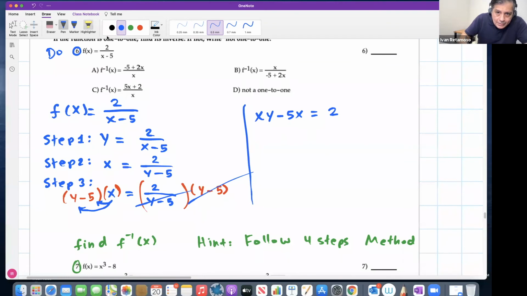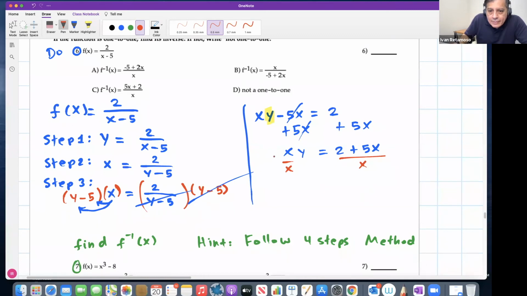Since my intention is to isolate this guy, then let's get rid of 5x on the left side. Adding 5x to both sides of the equation, I get x times y equal 2 plus 5x. And finally, dividing both sides of this equation by x to get y completely isolated. Look, notice this cancels here, and y equal 2 plus 5x over x should be our final answer.